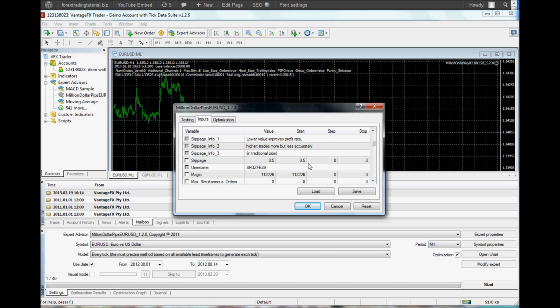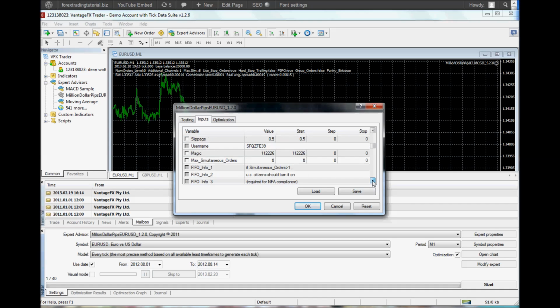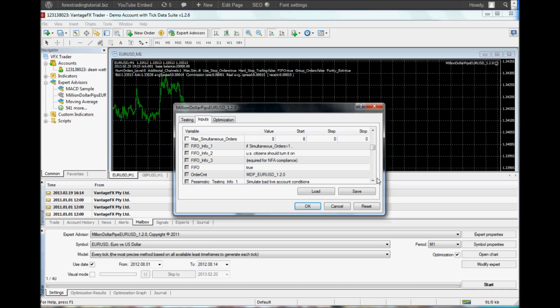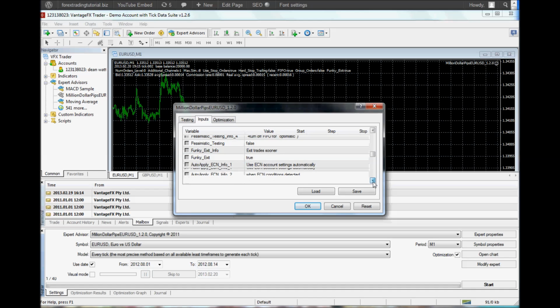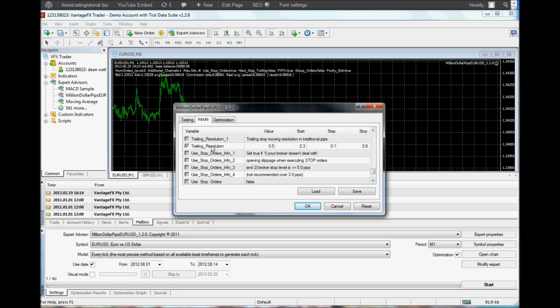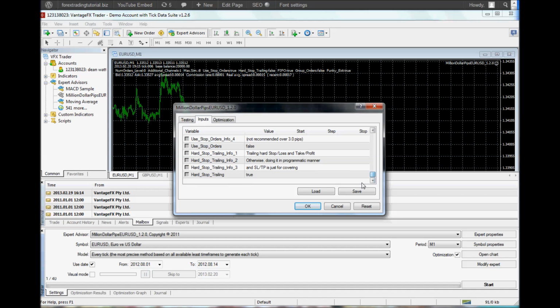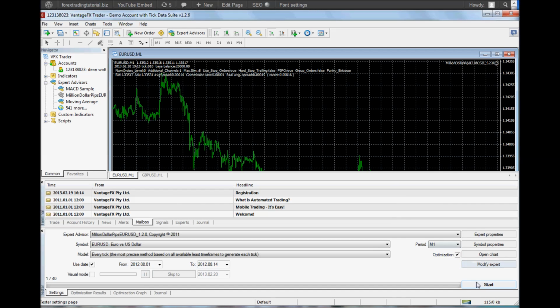Okay, so we could change the slippage, but we're going to keep the slippage the same. We could change the orders if we want to, but we're going to keep it the same. And what we are going to do is this trailing resolution. So this is the trailing stop. If we had it unticked, it would just use 0.5. If we tick it, it's going to start on 0.3, it's going to move in steps of 0.1, and we're going to stop at 0.6. And that's all of the things that we're going to do. So we're just going to say OK to that. Now we're happy with the optimization, so we're just going to press start.